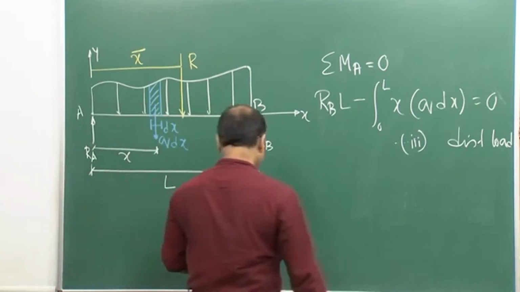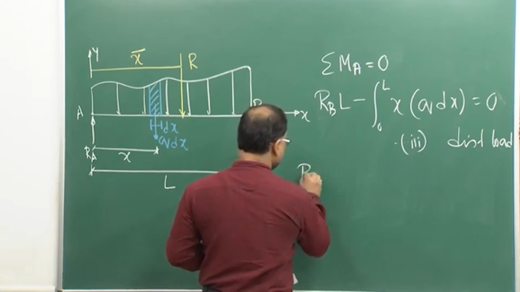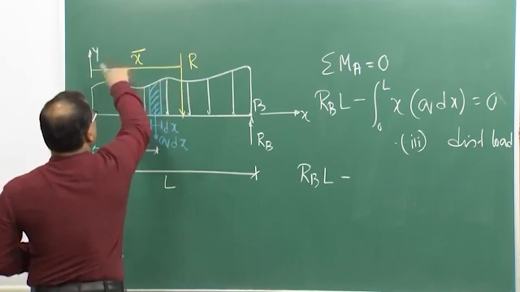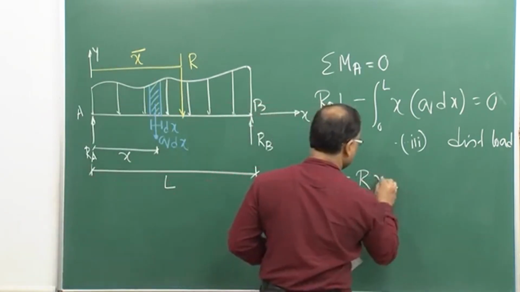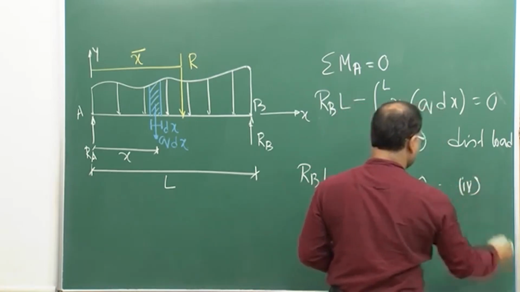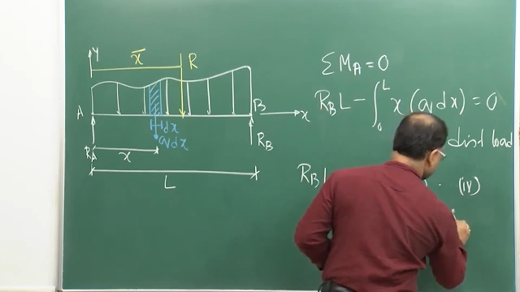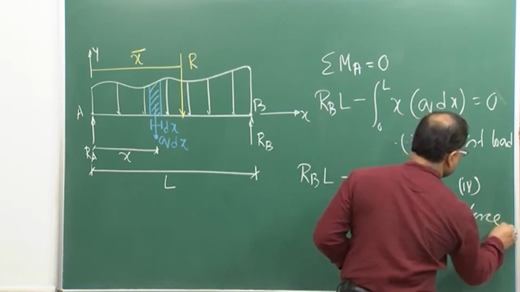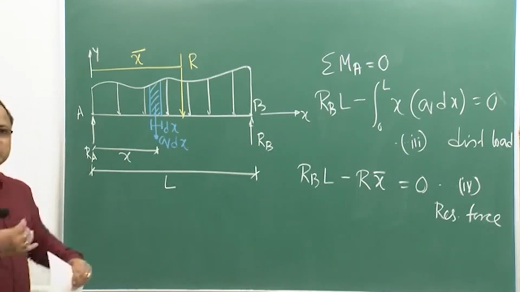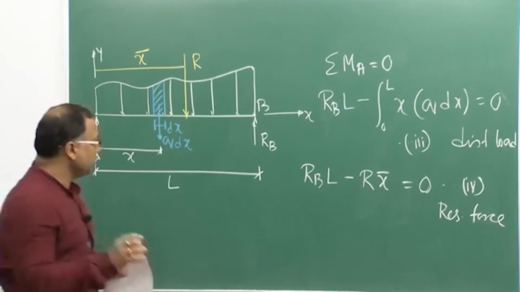Okay. So, if you consider the resultant force, then what will we get? R B into L minus R into x bar, that is 0. So, equation 4. Okay. So, that is coming from resultant force consideration. Agreed? And they must be the same, again by following the same logic whatever we did earlier.